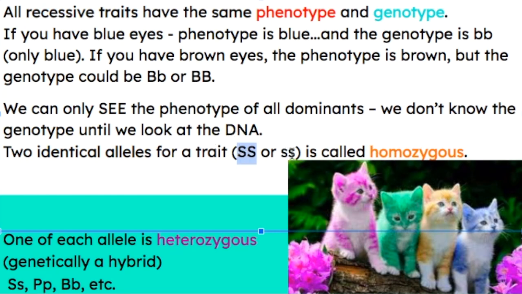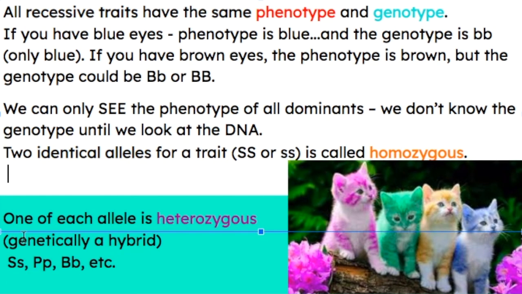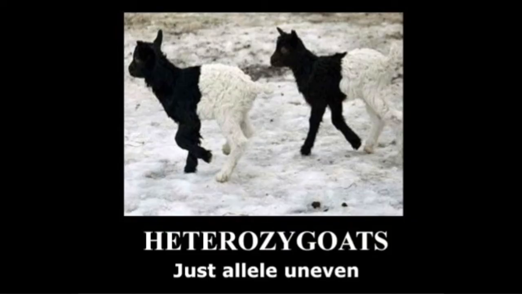Two lowercases, also homozygous. The opposite we've already been talking about, one of each allele, is called heterozygous, because remember, hetero means mixed, so this would be a mixed zygote, and it's genetically a hybrid, so a capital and a lowercase, a dominant and recessive. That's why those are called hetero, and those are called homozygous. And when you're ready, you will finally understand this joke at the very end. Heterozygotes, just allele uneven.